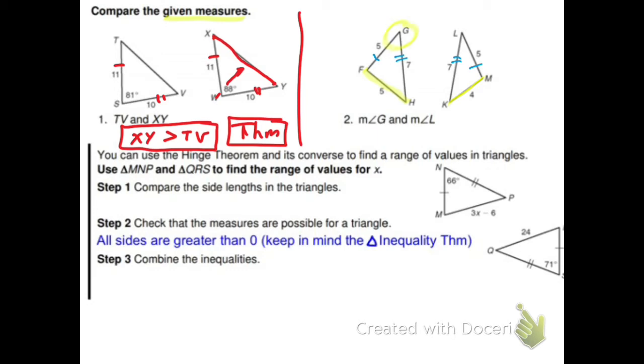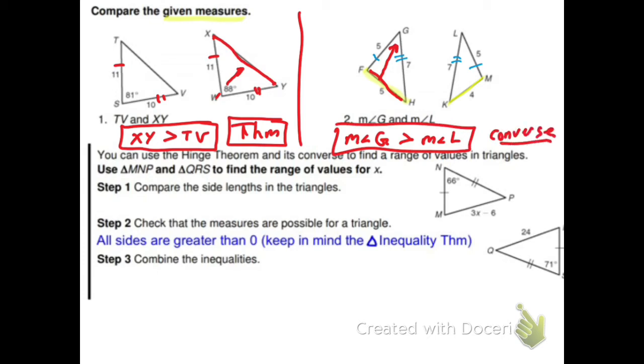And now I can compare these two angles, angle G and angle L. Well, which of those two angles is the larger angle? Well, since FH is 5, that's the longer side compared to MK, I go across from the longer side, and that gives me the bigger angle. So the measure of angle G is greater than the measure of angle L because G is across from the longer side. And this would be using the converse of the hinge theorem because I'm solving for angles and not sides.